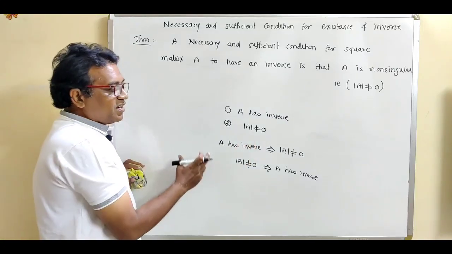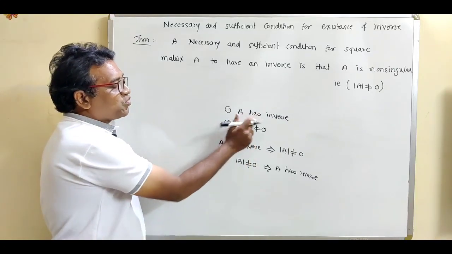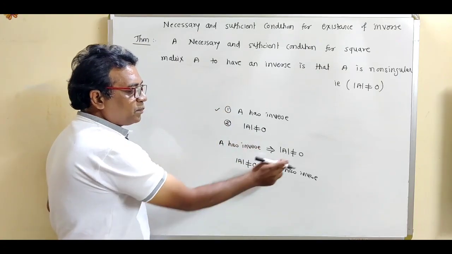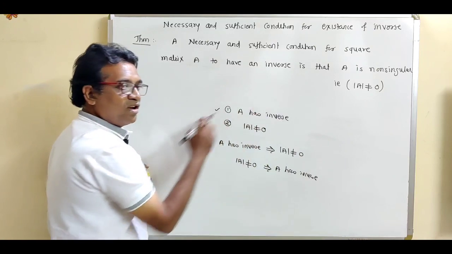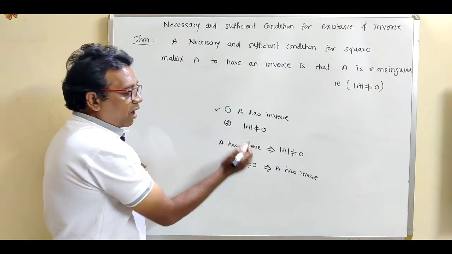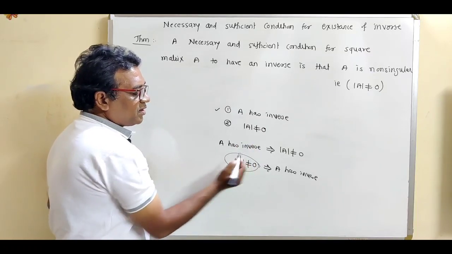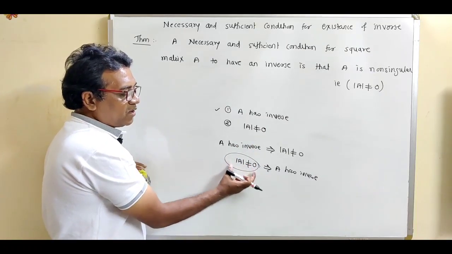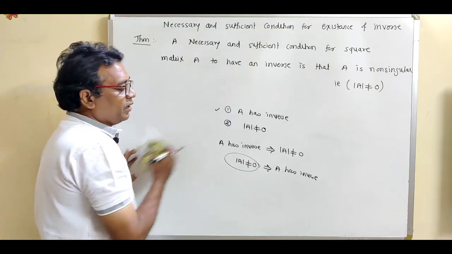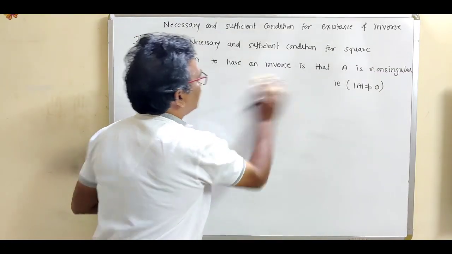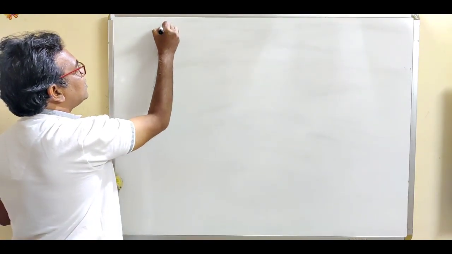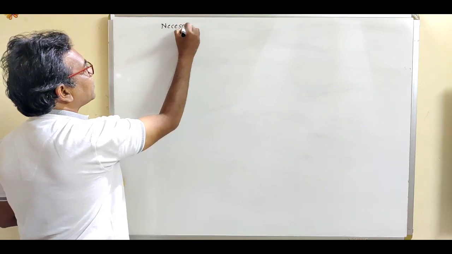So how to prove the necessary part? Necessary part means assume that the matrix A has inverse. Use this condition and prove that A is a non-singular matrix, and conversely it is the sufficient part. Assume that matrix A is a non-singular matrix, and use this condition and prove that this matrix A has inverse. So first of all, prove the necessary part. So write down necessary part.